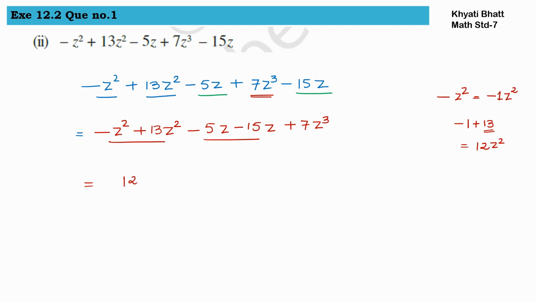So 12z square, minus 5 minus 15, so it will be minus 20z. Then the last term, plus 7z cube. Now this is our final answer. As these are unlike terms, we cannot add them. This is z square, this is z, and this is z cube. All these are different terms and we cannot add them. So this is going to be our final answer.